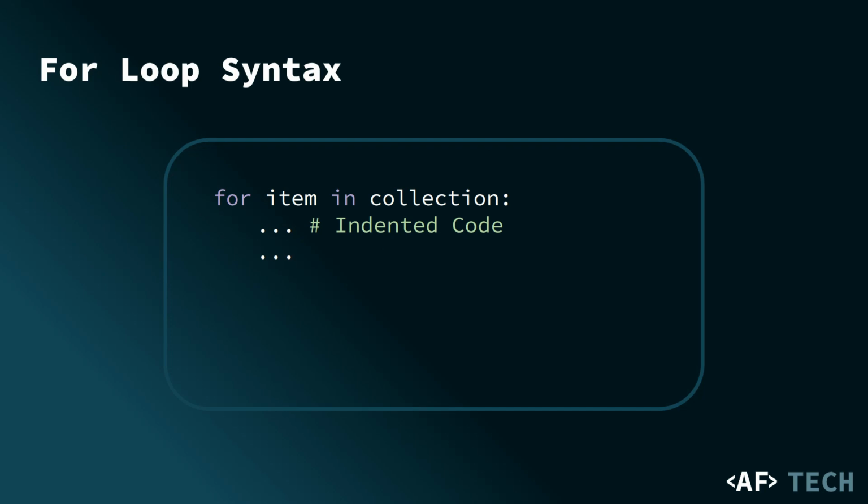We use the for keyword followed by a variable that will represent each item in the collection being iterated over, and then we use the in keyword followed by the collection we want to loop through. Finally, we put a colon at the end of the line, and the code block that follows will be executed for each element in the collection. Note that the code block must be indented to indicate that it belongs to the for loop. Python uses indentation for code blocks, and consistent indentation is essential for avoiding errors.